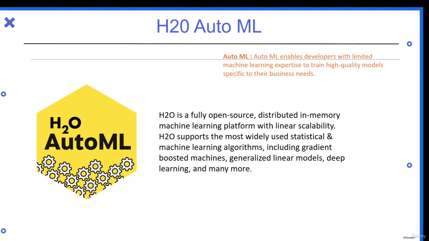Okay, H2O supports the most widely used statistical and machine learning algorithms, including gradient boosting machines, generalized linear models, deep learning, and many more. As you can see, these are different machine learning models you should have known. So H2O uses all these models and gives us the best model according to a problem statement. We'll be seeing how we can implement all of these in the upcoming project, in the upcoming videos.